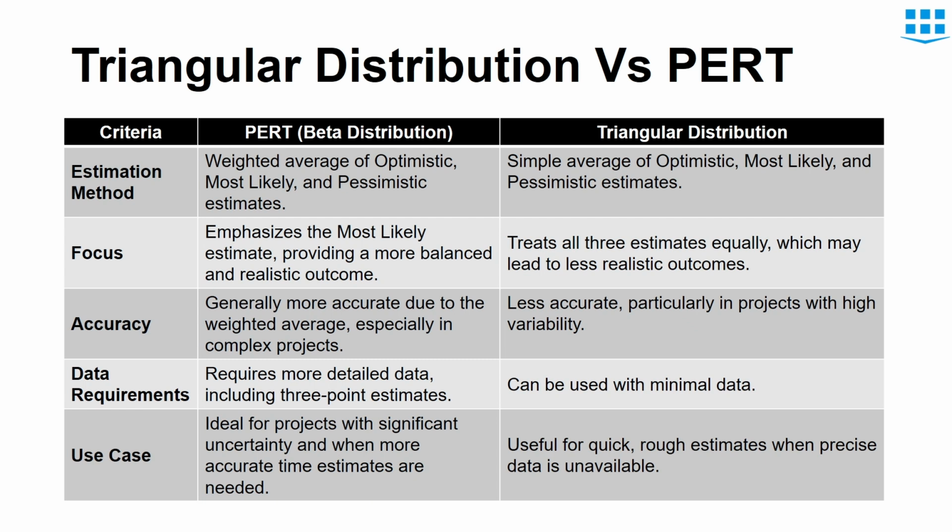So we can say that PERT has the ability to incorporate uncertainty and provide a weighted average, which makes it a go-to method for project managers dealing with complex and uncertain projects. So that's it from this video. In this video, we studied PERT, triangular distribution, and also discussed standard deviation, how it helps you to manage uncertainty.